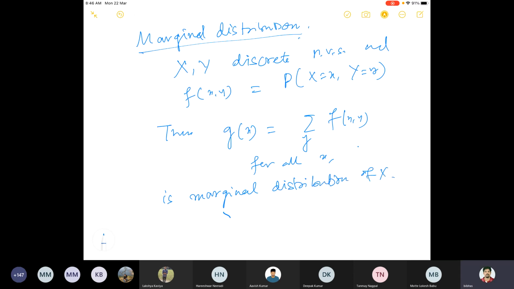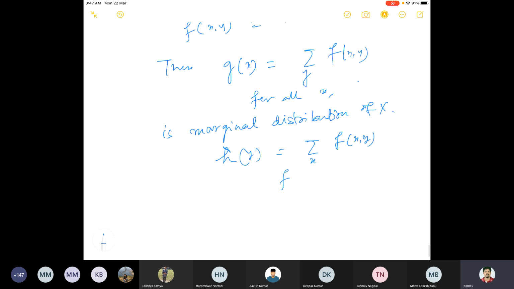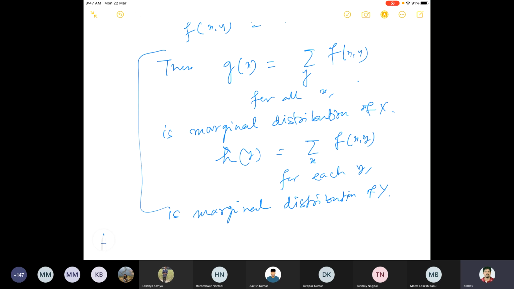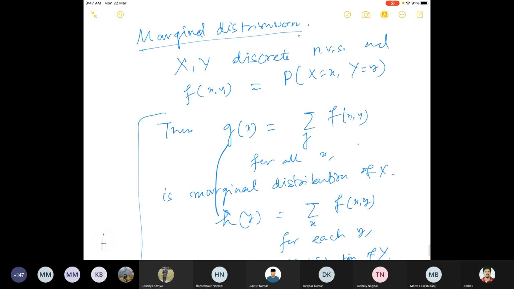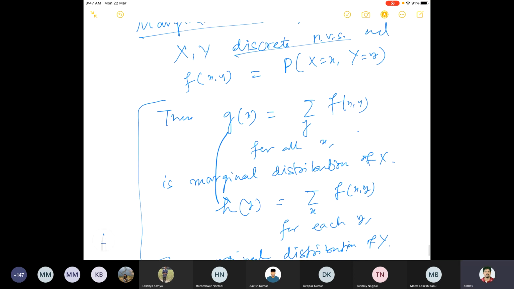Let's say I define another function, h(y). The same thing for the other random variable: sum over all x of f(x,y), for each y, is called the marginal distribution of Y. So this is the case when we have discrete random variables. These things are defined when it is a discrete random variable.